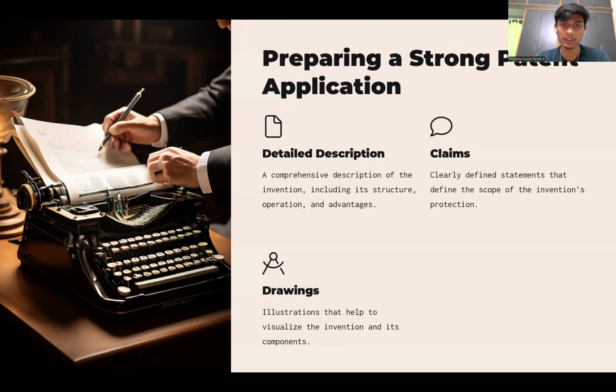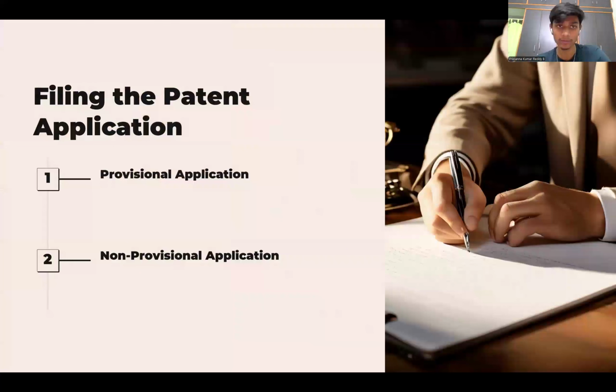Like the detailed description should contain details about the invention, including its structure, operation and all the advantages of the product. And the claims should be statements that define the scope of invention protection, defining every statement. And the drawings should help us visualize the invention and its components, clearly showing the components and how it is built.